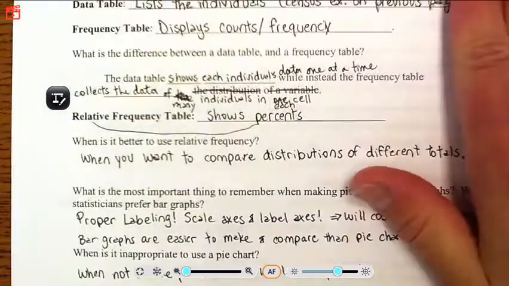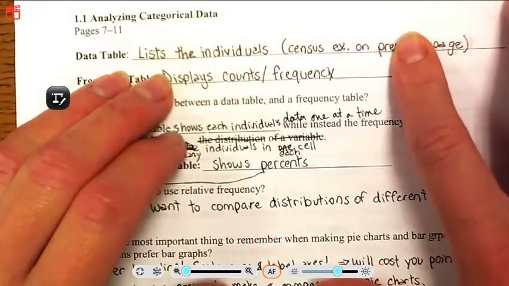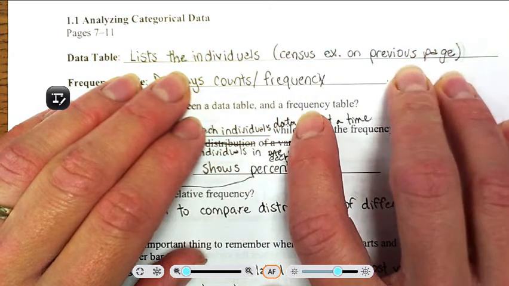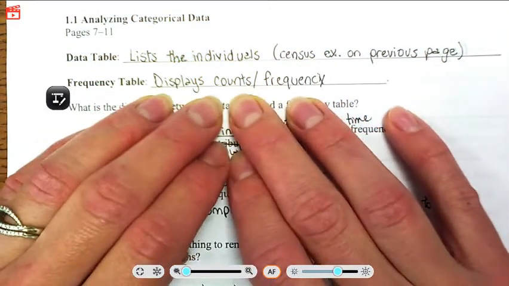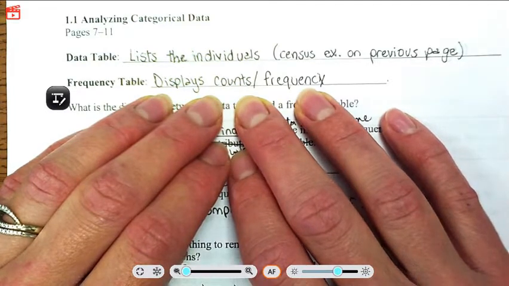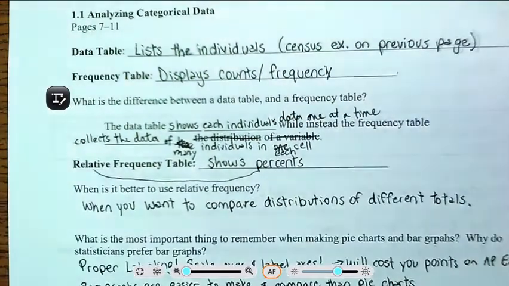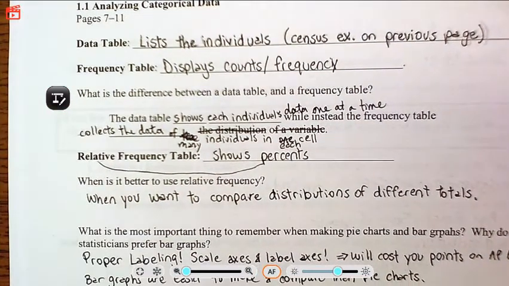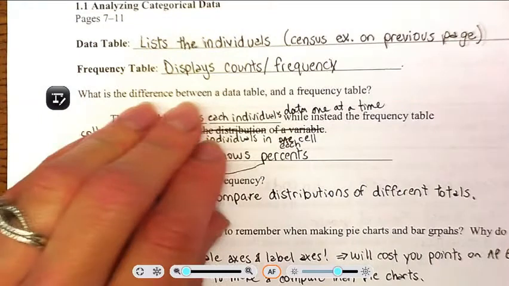Okay, moving on to lesson 1.1. A data table lists the individuals, like the census example on the previous page. A frequency table displays counts or frequencies. So instead, I could say that I have 2 people in the table that have this characteristic, and I have 7 people in the table that have this other characteristic.